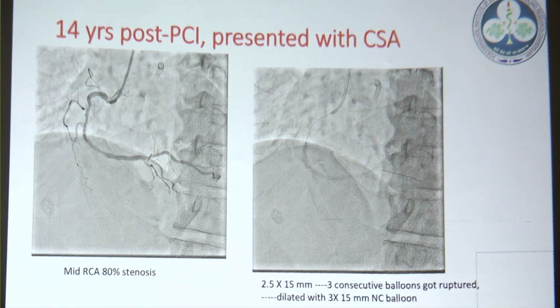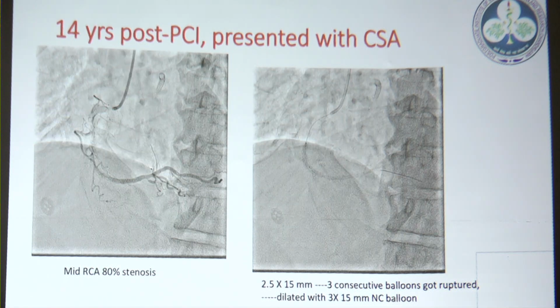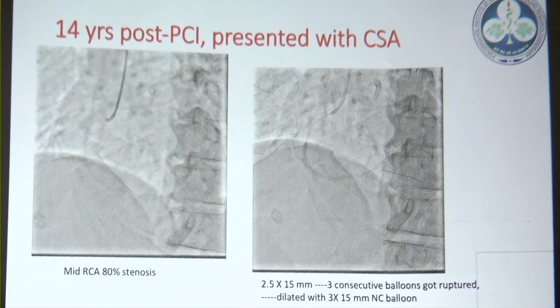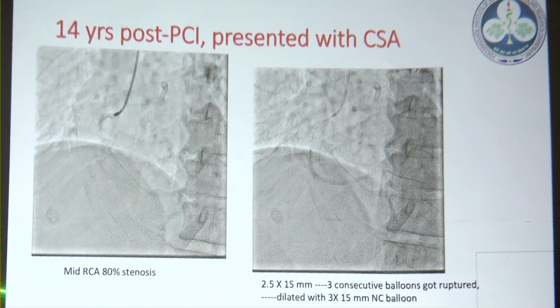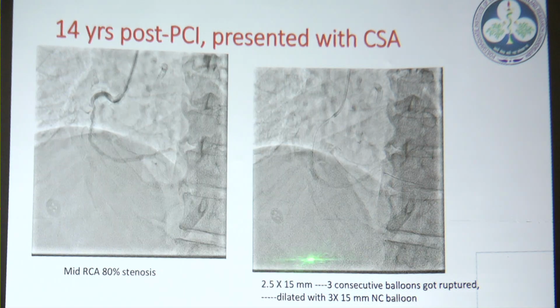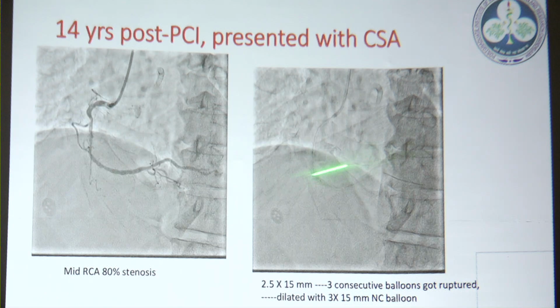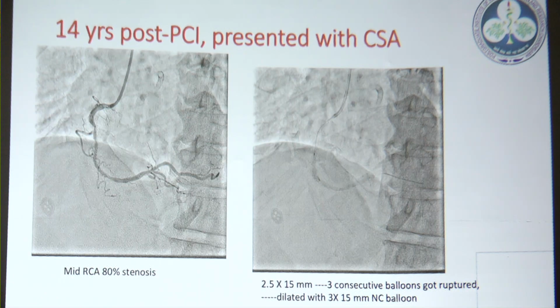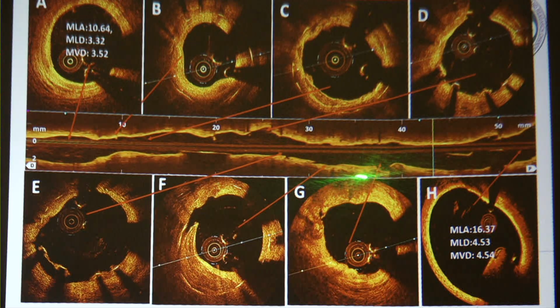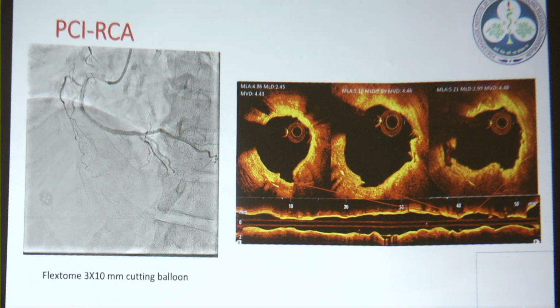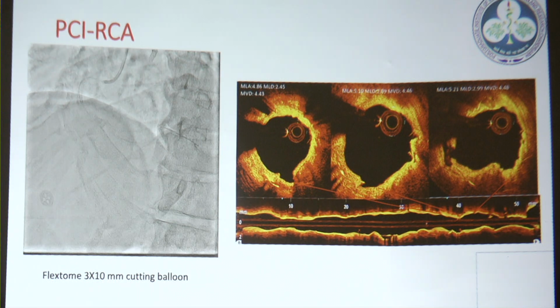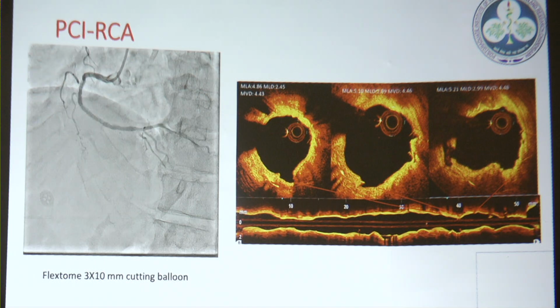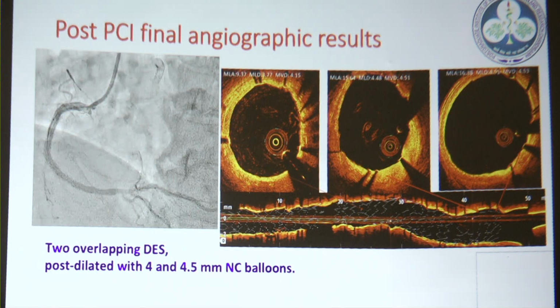This particular case of mine, 14 years post PCI, presented with chronic stable angina, significant in-stent restenosis of the RCA. A 2.5 balloon got ruptured during the balloon dilatation, so I did the OCT to look for what's going wrong. You can very well appreciate the calcification in the neointimal hyperplasia, calcification seat over there. And then it was treated with a flat cutting balloon, following which you can appreciate the cut over here. And then it's stented with 2 overlapping stents with a good result.